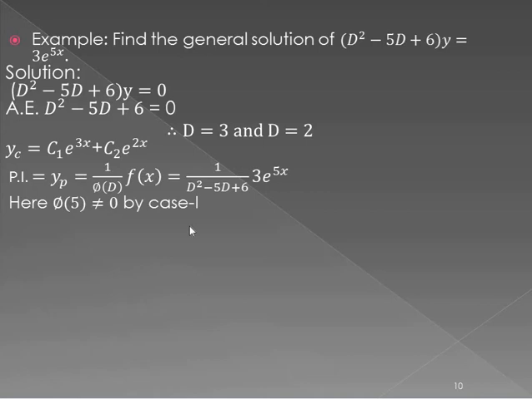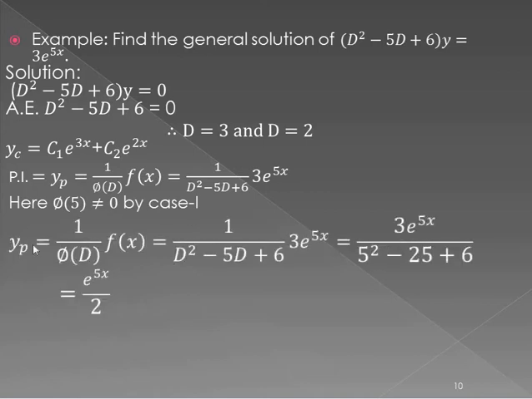So by case first we can directly write yp is equal to 1 upon phi of D f of x, that is equal to 1 upon phi of D, which is D square minus 5D plus 6, and f of x is 3 times e raised to 5x. So that 3 is a constant term, so keep this term as it is, and e raised to 5x as it is.